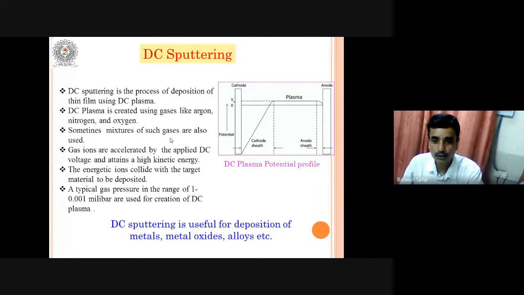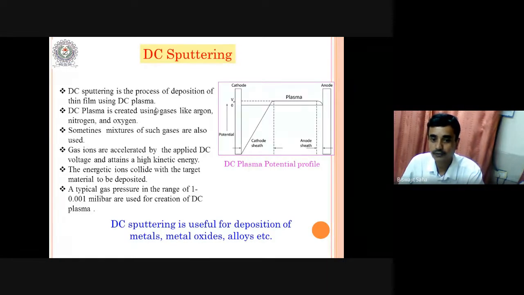This is how we can see the DC plasma in a schematic figure. DC sputtering is the process of deposition of thin film, where DC plasma is created using gases like argon, nitrogen, even oxygen for reactive plasma. For the oxides, one can choose the oxygen also.